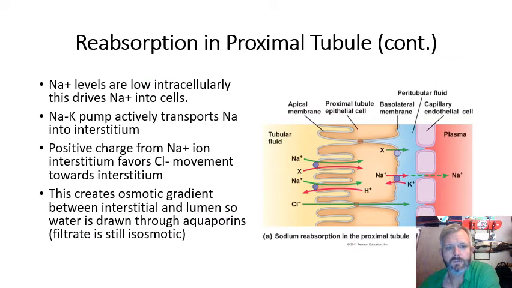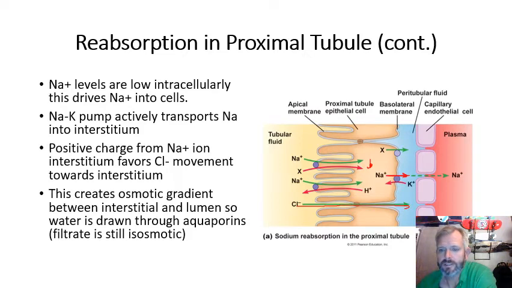So here's kind of a description of what's taking place here. As we said, there's low sodium here. And why is there a low sodium intracellularly? Is because the sodium potassium pump is constantly pumping sodium in this direction back into the body, back into the bloodstream. Okay? And that is driven by the sodium potassium pump. As the sodium moves through, this positive charge causes chloride to move. Chloride can actually move paracellularly between the cells, okay?